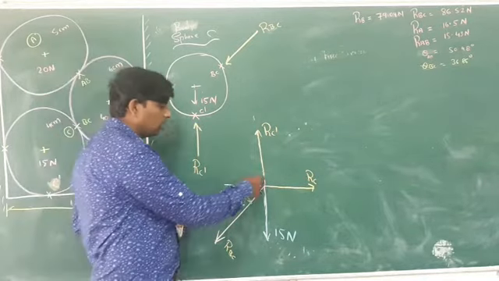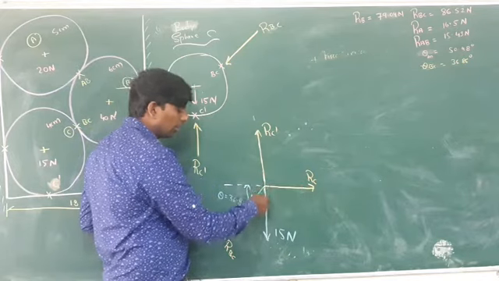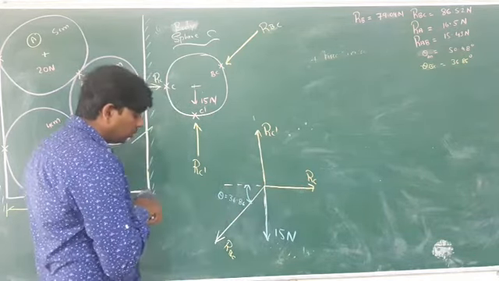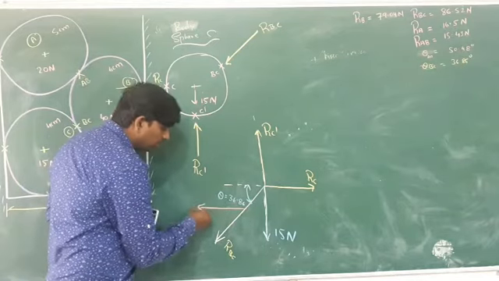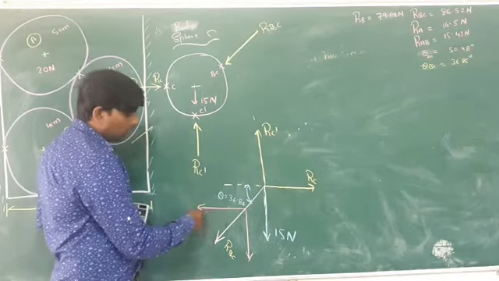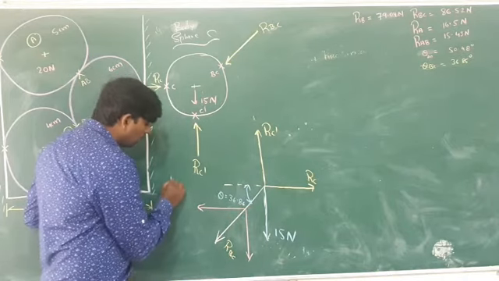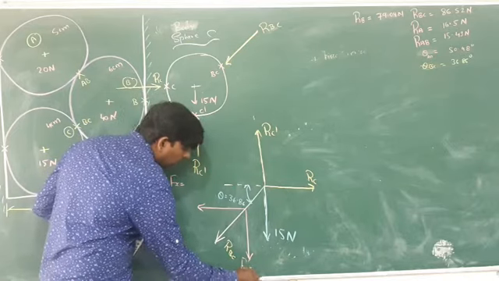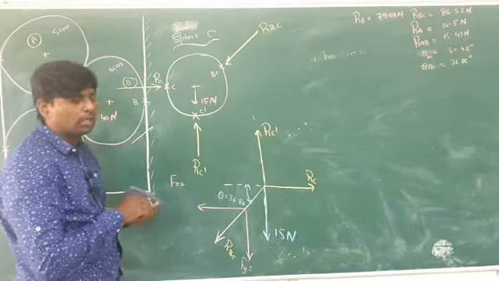In resolution, this one is lying on the axis, this one is also lying on the axis, this one is also lying on the axis, and this one is the only inclined force. So try to resolve this one. This is the backward and this one is the downward. Here you can write Fx and here you can write Fy.